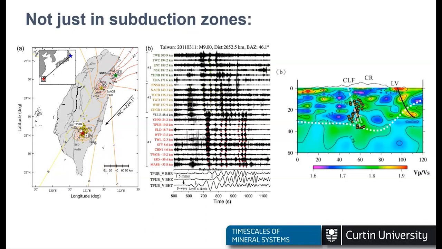And when you see where these tremor signals occur, they tend to occur in areas where the Vp/Vs ratio is quite high. So Vp/Vs is a good indicator of where you potentially have fluids, right? Because fluids can't propagate shear waves, so the shear wave velocity decreases, Vp/Vs goes up.